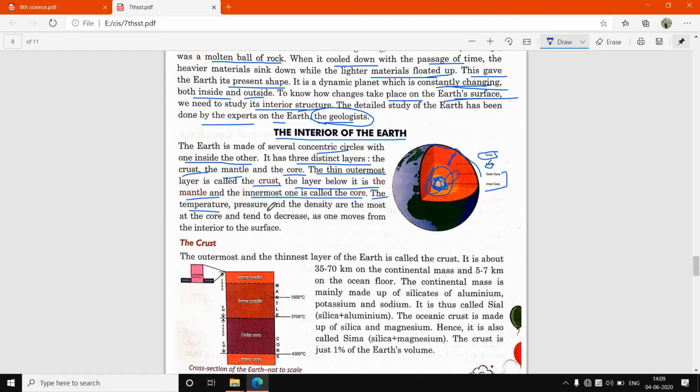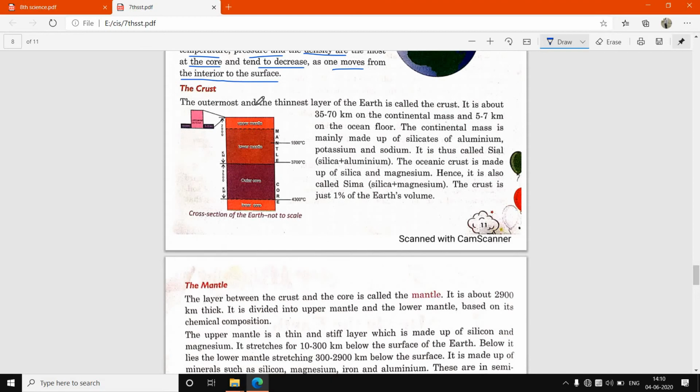The temperature, pressure and density are highest at the core and tend to decrease as one moves from the interior to the surface. So our temperature, density and pressure are highest inside the core. And as we move from the core to the crust, they decrease.